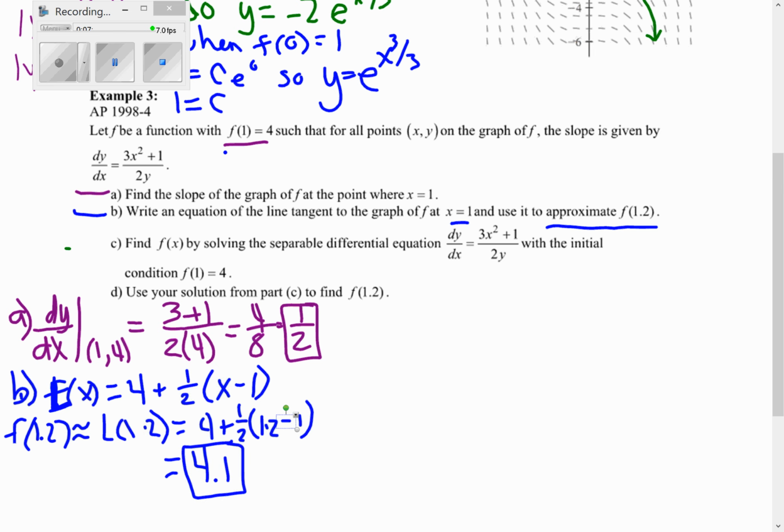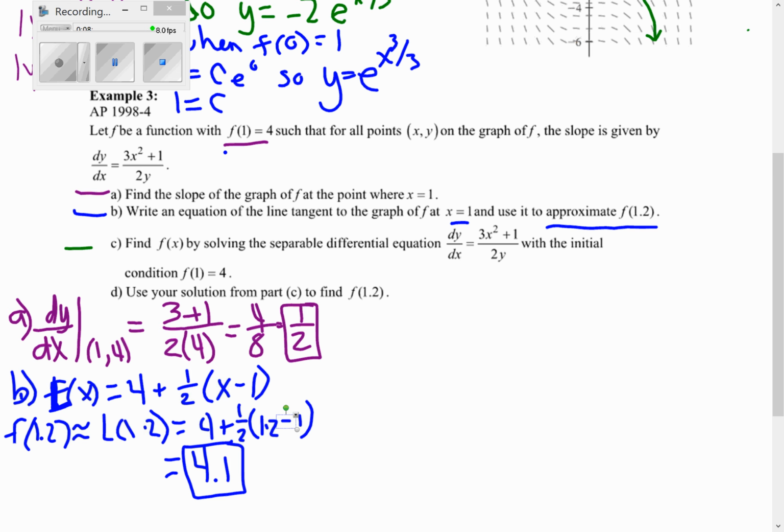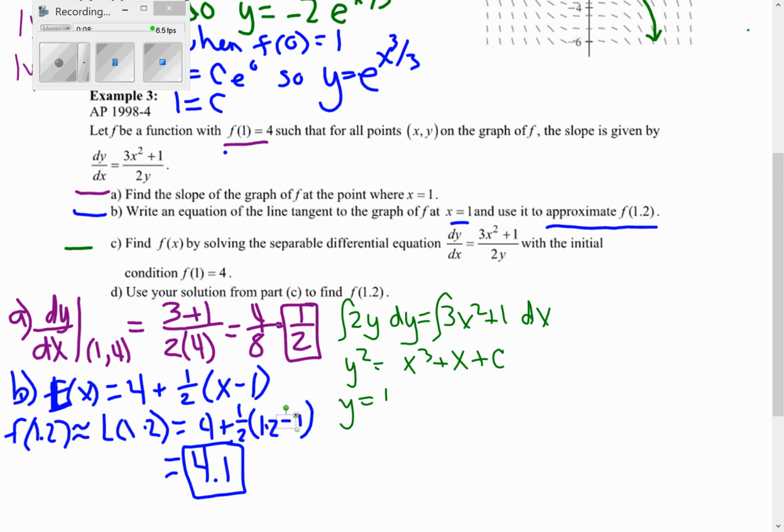Alright, next part. Find f of x by solving this equation. I'm going to try to make this a little bit smaller. There we go. So we have 2y dy equals 3x squared plus 1 dx. Integrate both sides. So you get y squared equals x cubed plus x plus c. Solving for y, we get plus or minus this.